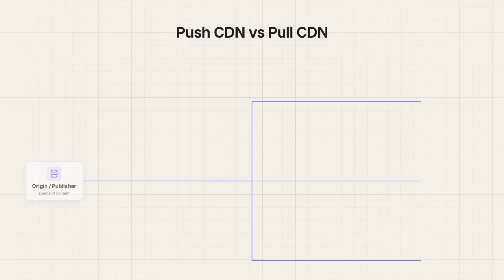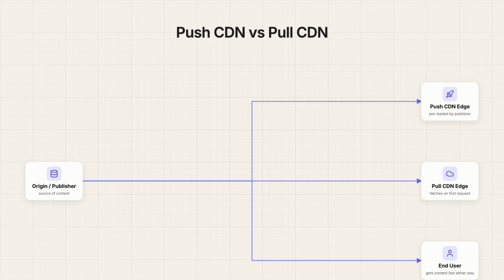There are two fundamental CDN models. With a push CDN, you proactively upload your content to the edge before any user asks for it. This suits large files like software installers or video assets. With a pull CDN, the edge fetches content from origin only when a user first requests it, then caches it. Pull CDNs are simpler to operate and ideal for web assets that are requested organically.